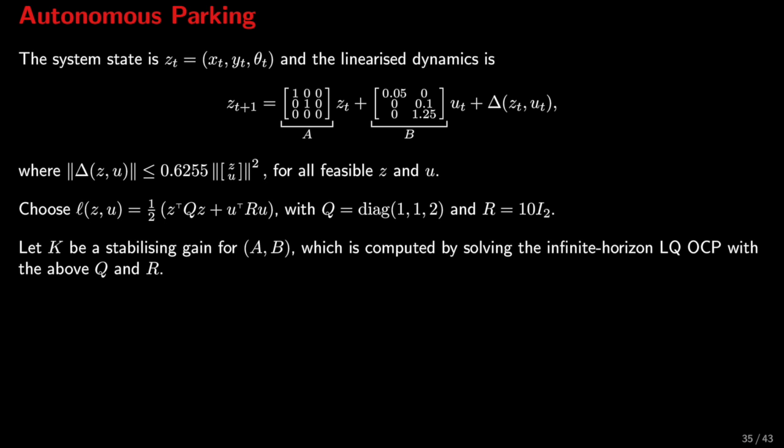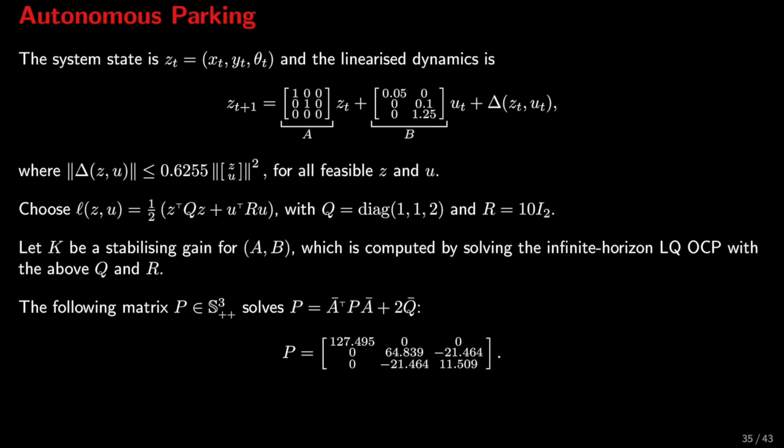We select K to be a stabilizing gain for the pair A, B, and here, in fact, we determine K by solving an infinite horizon linear quadratic optimal control problem using the above Q and R. We find K by solving a discrete time algebraic Riccati equation. And then we determine a matrix P that solves this Lyapunov equation. The matrix P is given here. It is symmetric and positive definite.